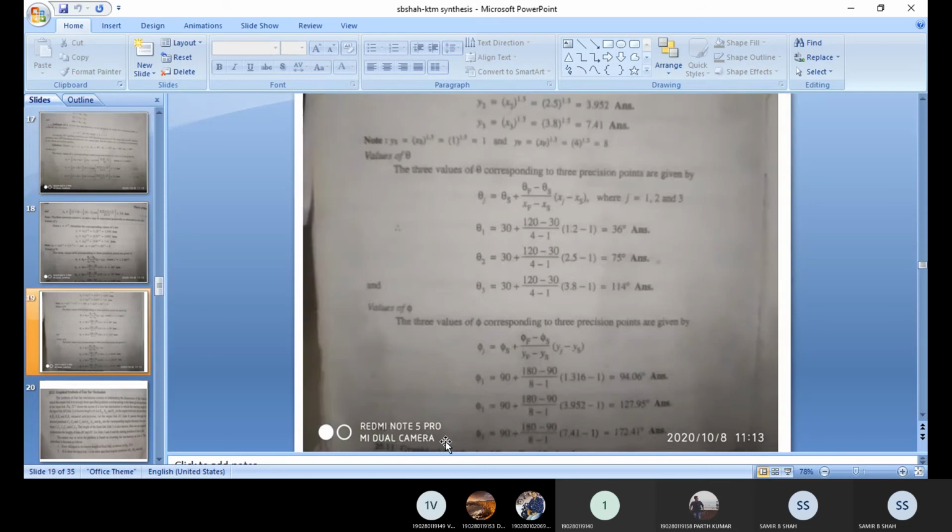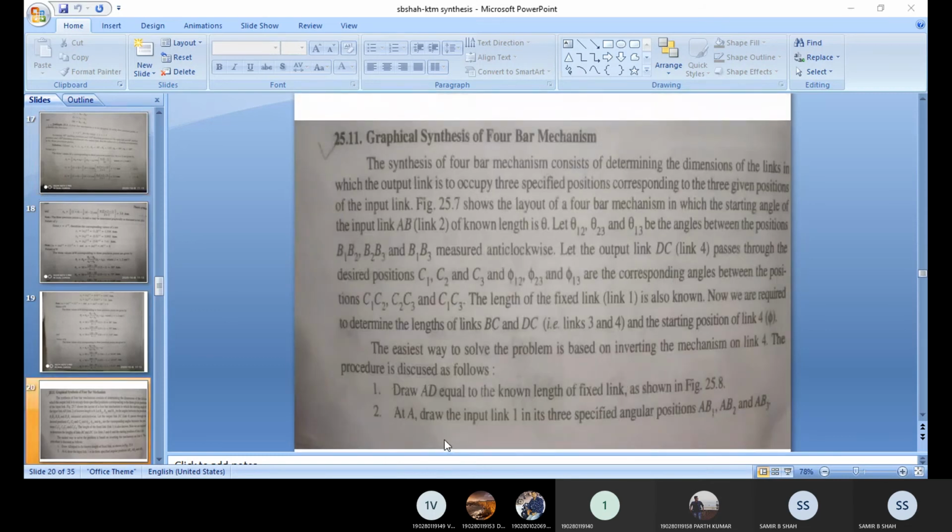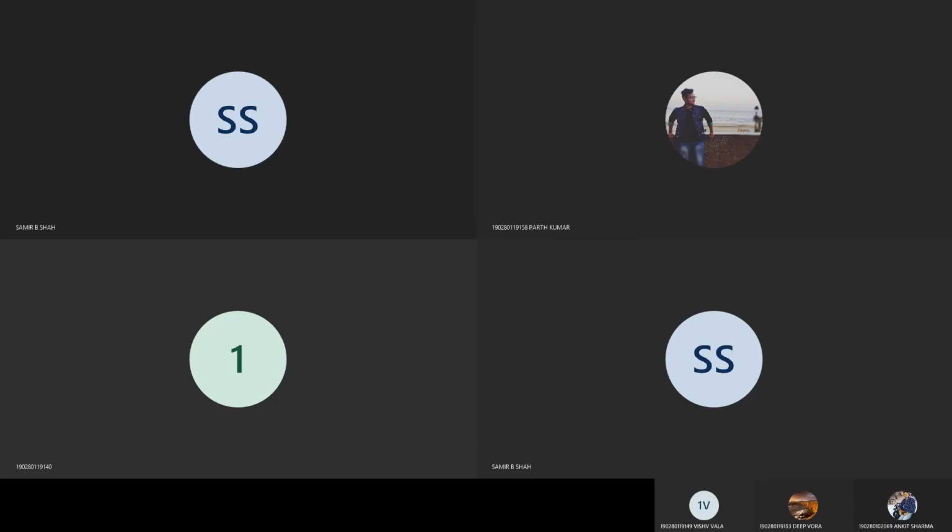Okay, now the next one, very important, that is graphical synthesis of the forward mechanism. Before I talk about the theory point of view, or how it may be represented graphically, I want to describe it with a video given to you, and after that I will explain via PPT. So you just focus on videos one and two of the graphical method, and then we will discuss examples one and two based on the graphical method and the synthesis.